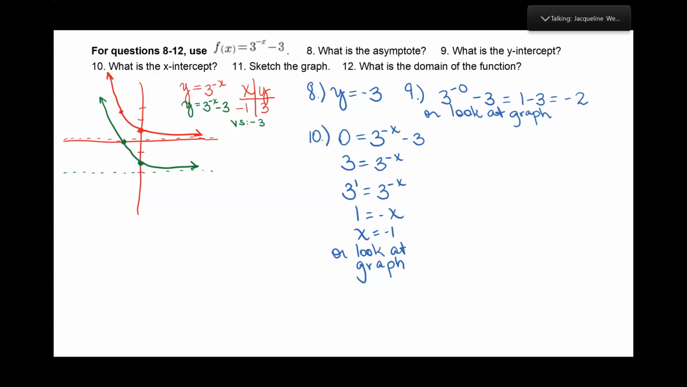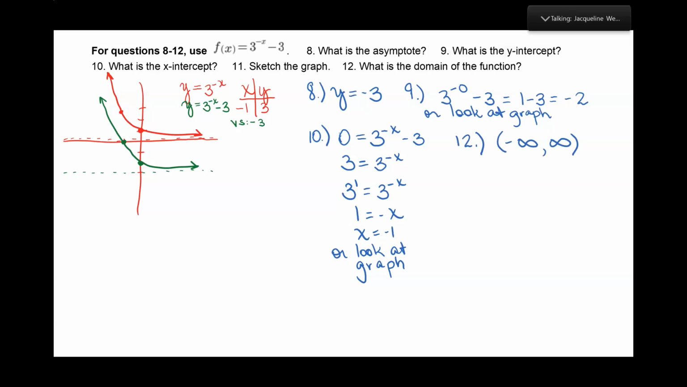All right, then for 11, we've already sketched the graph. And then for domain, for number 12, okay? So if we look at this green graph again, what's it doing as it goes off to the right? Okay, and what x values are we using? Infinity. All right, look at it as we go over here on the left-hand side. So as we go over here on the left-hand side, it keeps going and going and going and going, right? So what would that be?